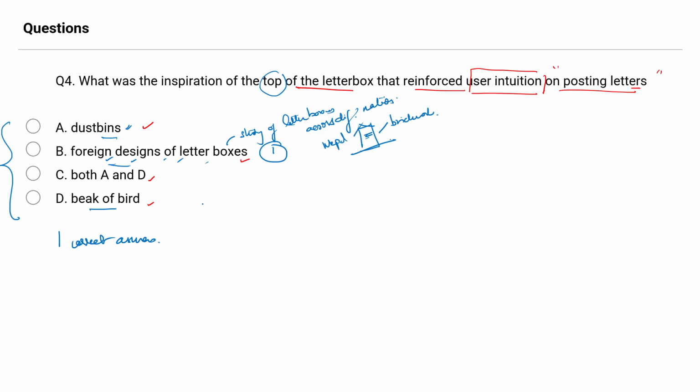More opinions, please. Come on. What was the inspiration of the top of the letterbox that reinforced the user intuition on posting letters? User intuition on posting letters, what do we mean by that? It reinforced, it gave certain clues to the user that this is how you need to post the letter. So there was no learning curve required. The design was such that people were made aware that this is how you post the letter.